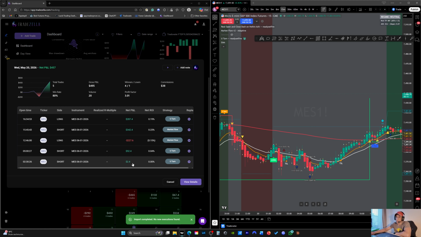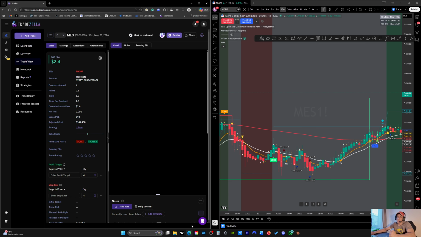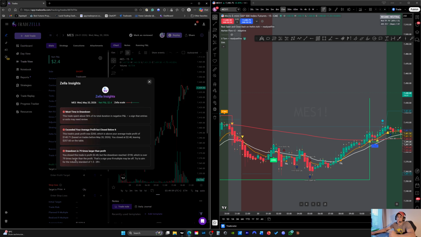But this one right here, for example, I got a lot better at this. I'll show you why. If I go see the trade details, this trade, I made $2.40. It says you closed this trade in profit $2.40, but the drawdown reached negative 190, which is over 79%. That's not what I was looking for.